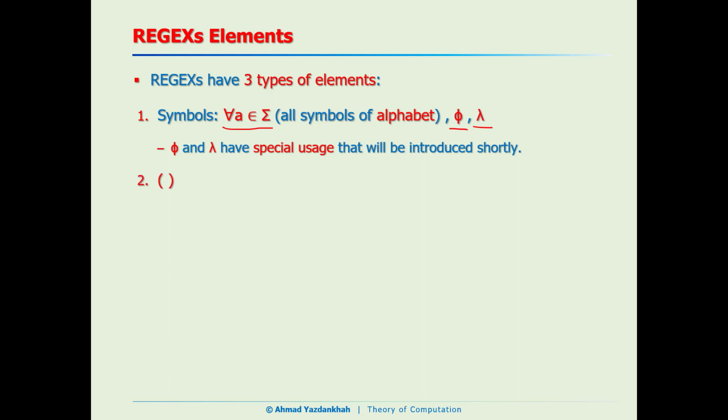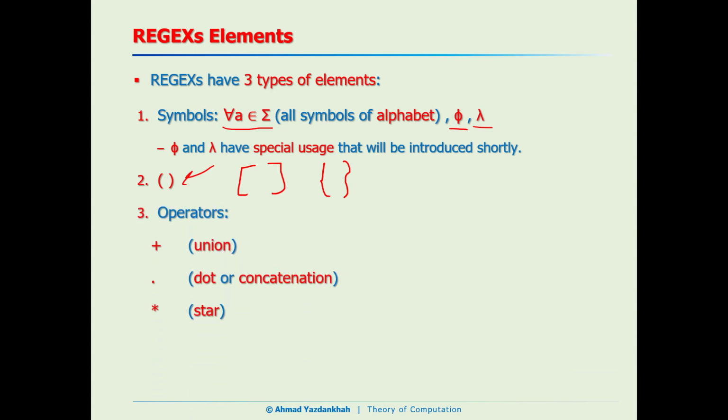The second part of the elements of the regex is parentheses. Only parentheses. We don't have brackets like this. We don't have curly braces. We have only parentheses. And also we have three types of operators: plus for the union, dot for the concatenation, and a star that we will talk about as the star operator.